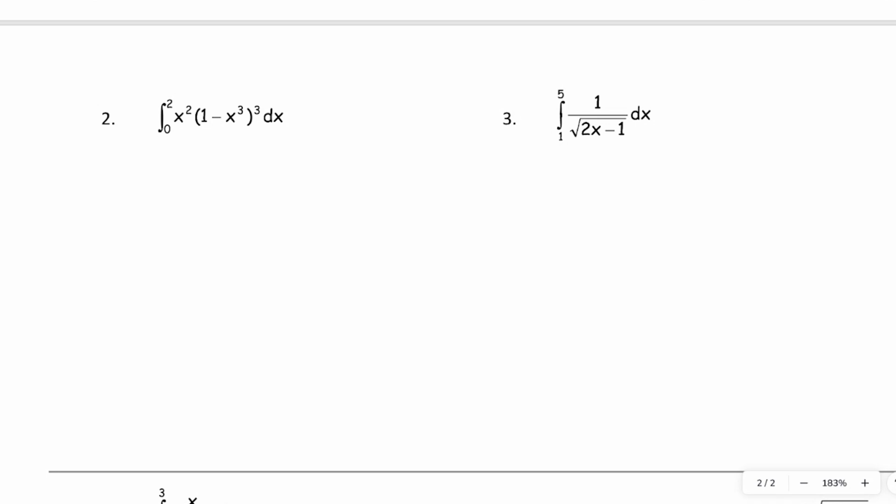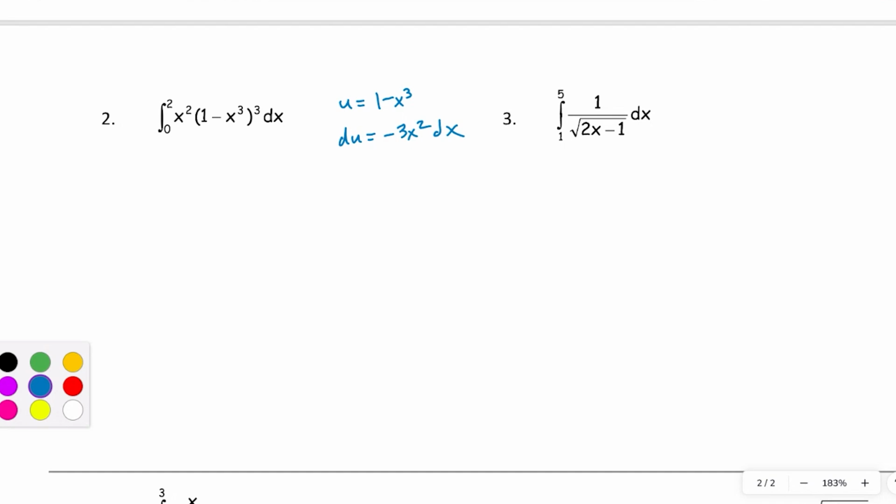All right, let's take a look at number 2. We've got the integral from 0 to 2 of x squared times (1 minus x cubed) cubed. So what do we want u to be here? 1 minus x cubed. What do we want du to be? Or not what do we want it to be, but what is it, I should say? It's negative 3x squared. Yeah, du is negative 3x squared dx.